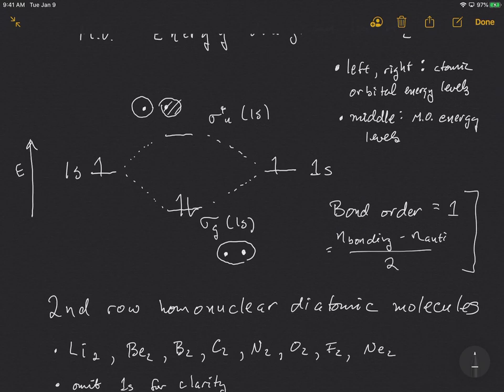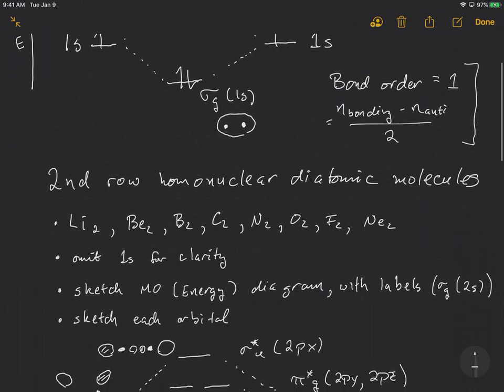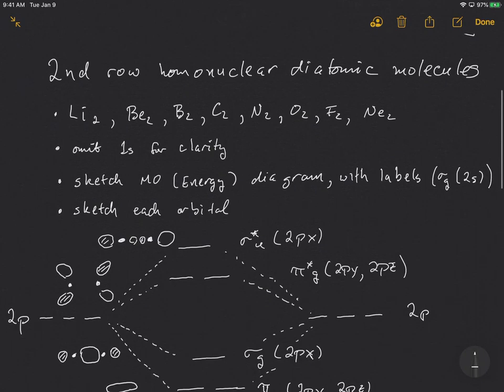Now let's move to the second row, homonuclear diatomic molecules. So I'm talking here about constructing potential or possible molecules made from lithium-2, beryllium-2, boron-2, carbon-2, nitrogen-2, oxygen-2, fluorine-2, and neon-2. Of course, these might not actually form molecules, but we let the diagram show us that.